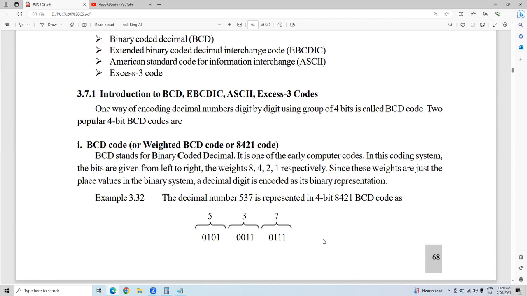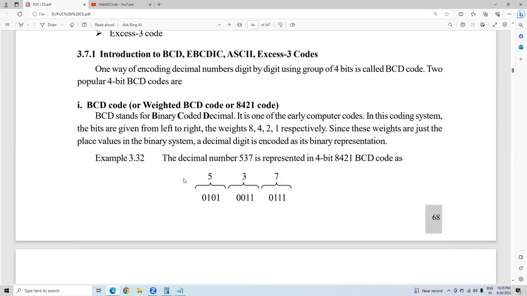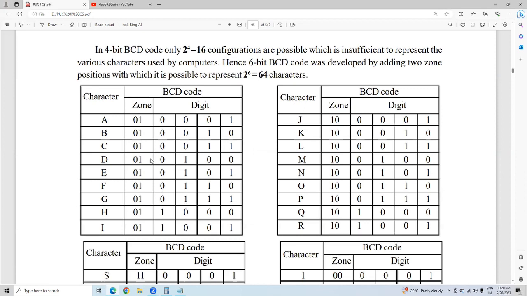For example, the decimal number 537 is represented in 4-bit 8421 BCD code like this. Its equivalent binary digits are 4-digit codes like this. And then, in a 4-bit BCD code, only 2 raised to 4, that is 16 configurations are possible, which is insufficient to represent the various characters used by the computer. Hence, 6-bit BCD code was developed by adding two zone positions, with which it is possible to represent 2 raised to 6, that is 64 characters.